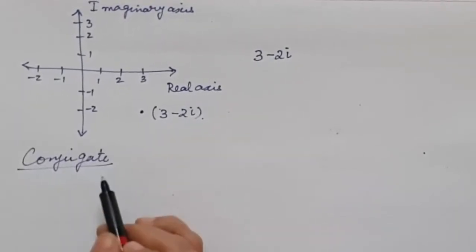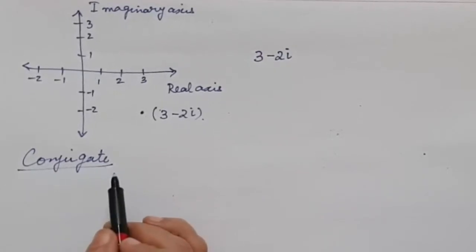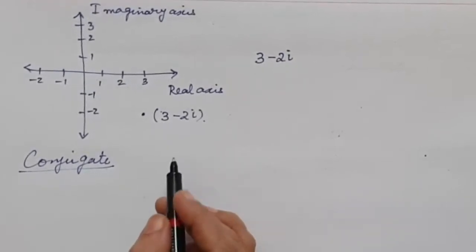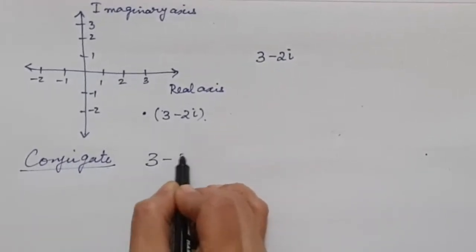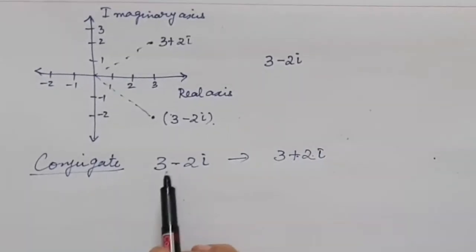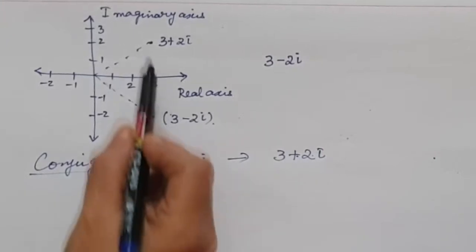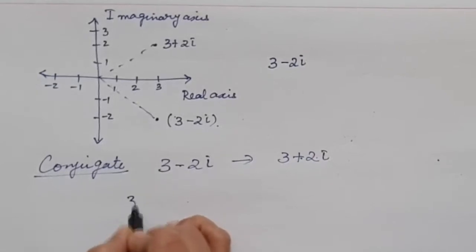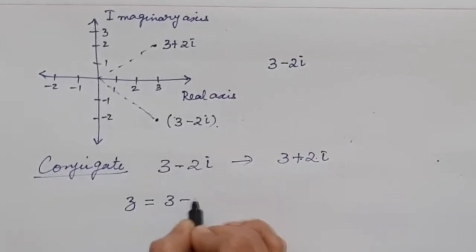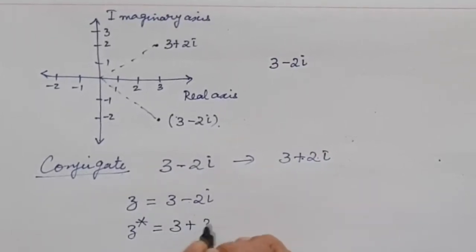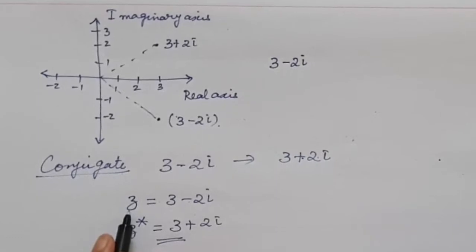The next thing is the conjugate of a complex number. The conjugate of a complex number has the same real part, but the opposite sign in the imaginary part. For example, the conjugate of 3 minus 2i will be equal to 3 plus 2i. A complex number and its conjugate will be mirror images of each other along the real axis. And if we represent a complex number by z equals 3 minus 2i, then our complex conjugate is represented by z star, that is 3 plus 2i. So this is the symbol for the complex number and this is the symbol for the complex conjugate.